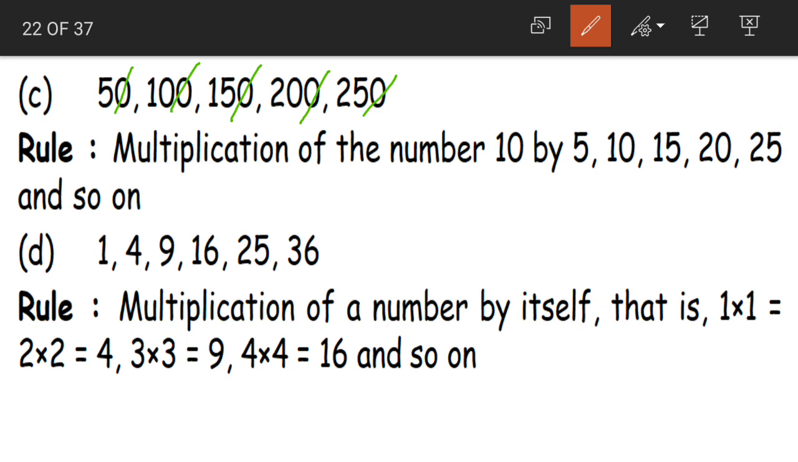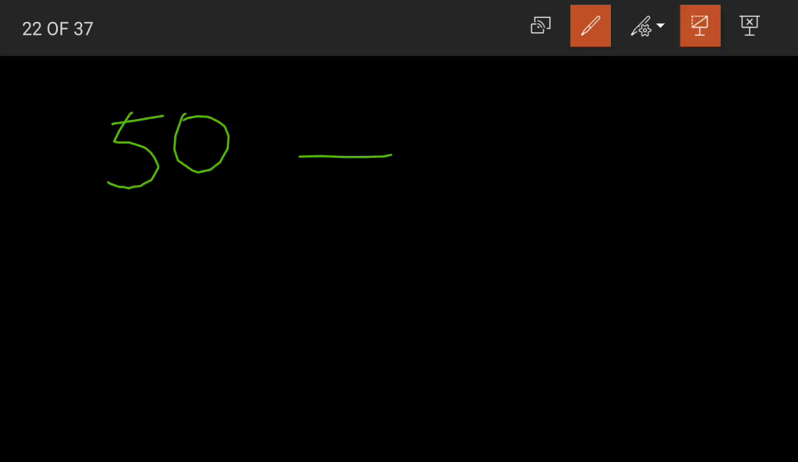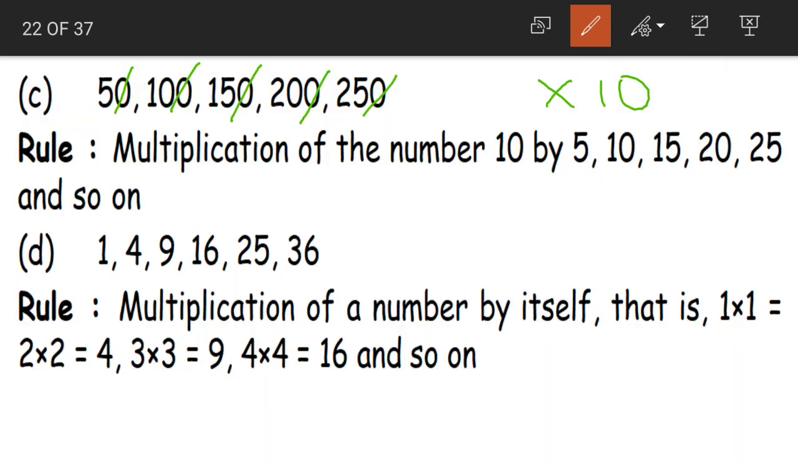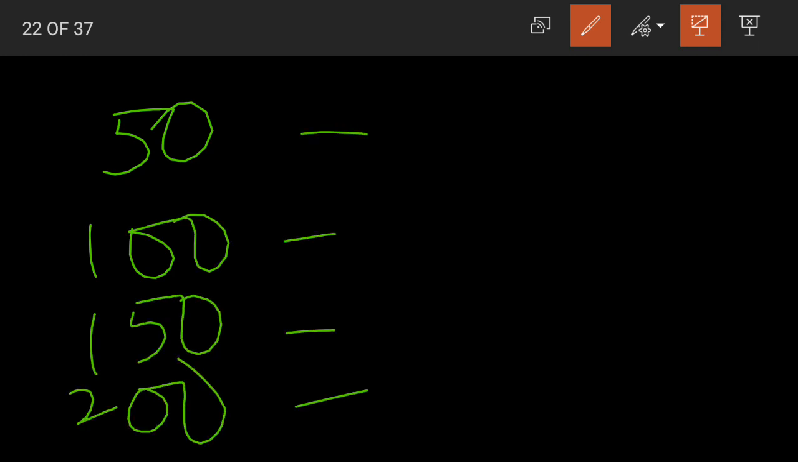So when will we get 1 zero to the right? When we multiply a number by 10. See, 50. How can we get 50 here? We are having 1 zero to the right. That means we have multiplied it by 10. 10 into what? 10 into 5. The next number is 100. What is this, 5 into 10?